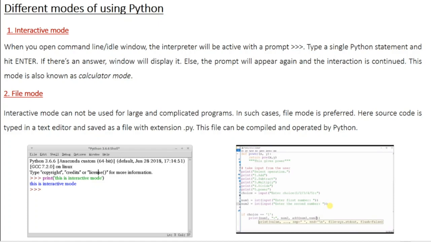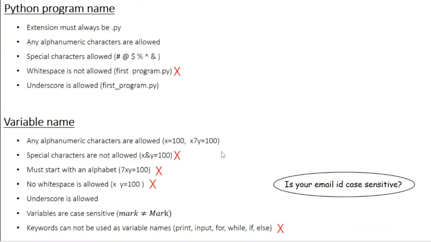Now, when you save a Python program, you need to keep certain things in mind while giving the program name. As I said, the program name always should have an extension .py. Like I gave the name test.py. Only then Python understands that this is a Python file.